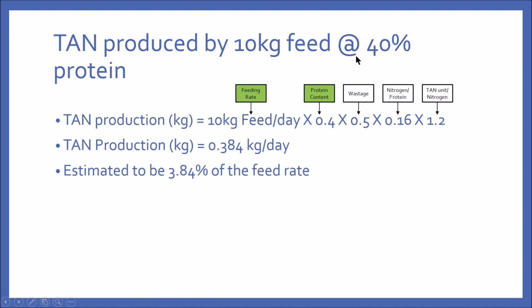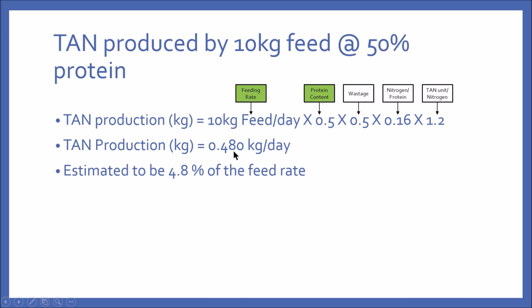So what if we change to a higher protein source feed? There can be feeds that are high in protein such as BSF or even high protein feed. As you can see, we are feeding the same amount of 10 kilos of feed every day, but the only thing that changes is the protein content. My total ammonia nitrogen comes up to 0.48 kilos a day, which is approximately 5%.